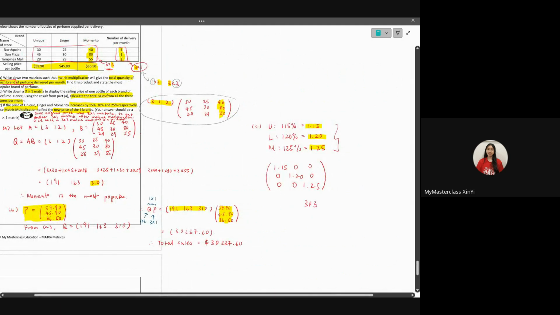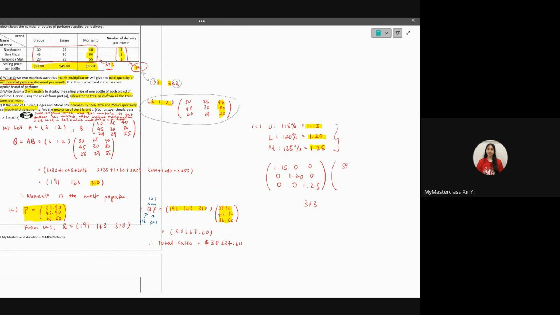Then if it's multiplied to your original price, which is 59.90, 45.90, and 36.50, a 3x1 matrix, then you're going to end up with a 3x1 matrix, right? Why are we going to do this? If you do this matrix multiplication, you first do row 1, column 1. Notice what you're doing: you're taking 1.15 multiplied to 59.90, plus 0 multiplied to the second price, plus 0 multiplied to the third price. So essentially you're just taking 1.15 times 59.90, which is the first entry that you want.